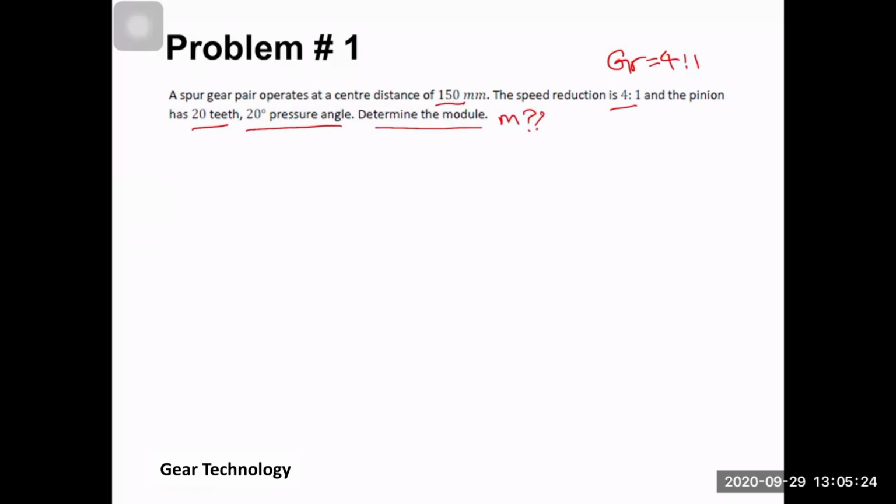So what we can do, just think straight away about the definition of the module and how the module and the center distance are linked. So what is given here? We have the center distance, 150 millimeter. We have the gear ratio as 4. We have here the number of teeth on the pinion, 20. We have the pressure angle as 20.